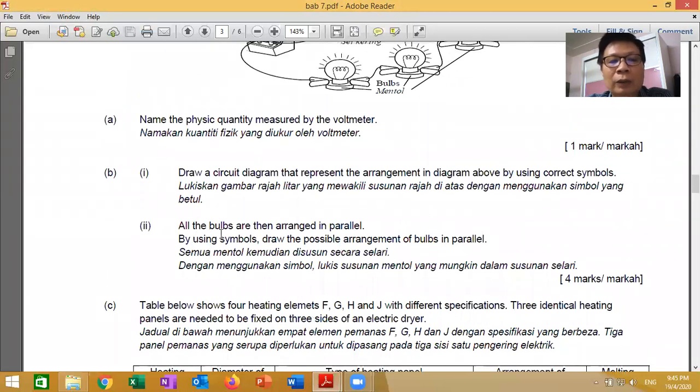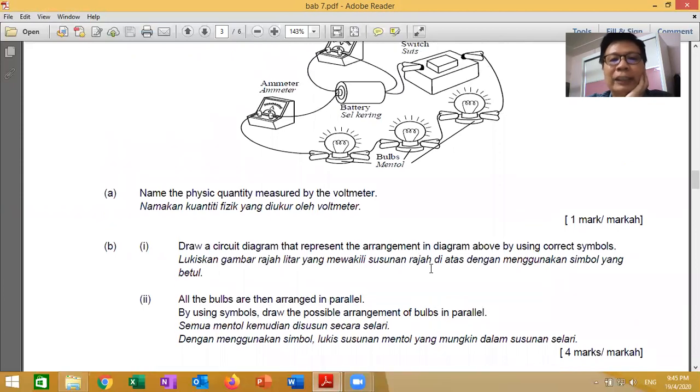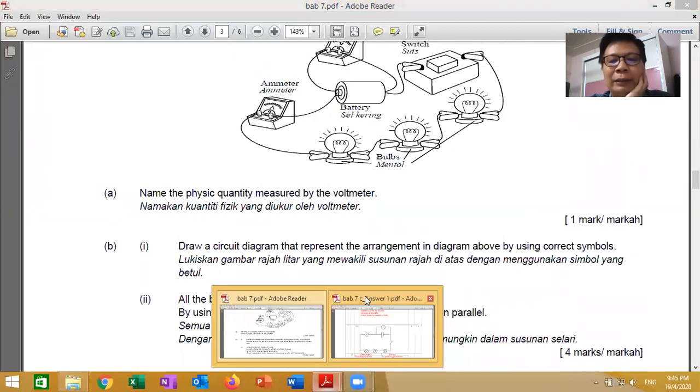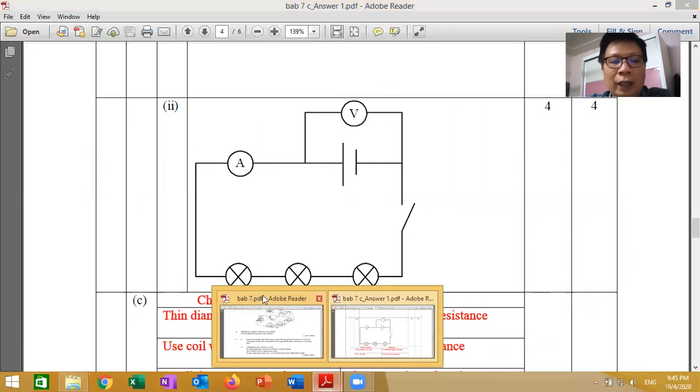Now, all the bulbs are arranged in parallel. Just now it was series, now put it in parallel. By using symbols, draw the possible arrangement. I think it is the same, but I don't have the answer here, I'll just tell you. The answer will be these three bulbs, you put one here, one here, one here, in parallel. The rest is all the same. The bulbs arranged in parallel, 1, 2, 3. So the same diagram.